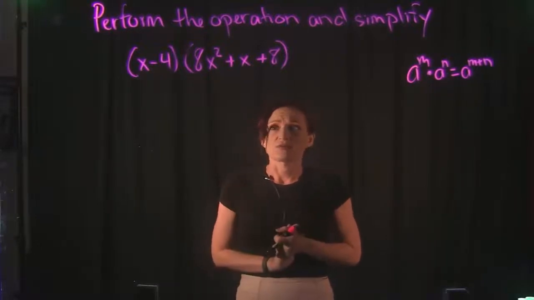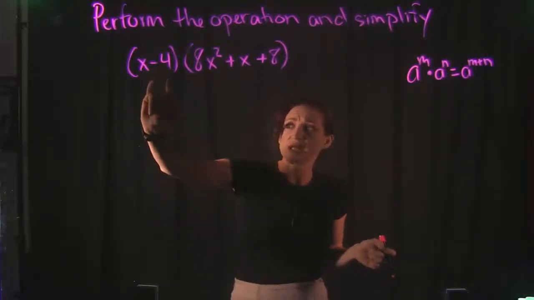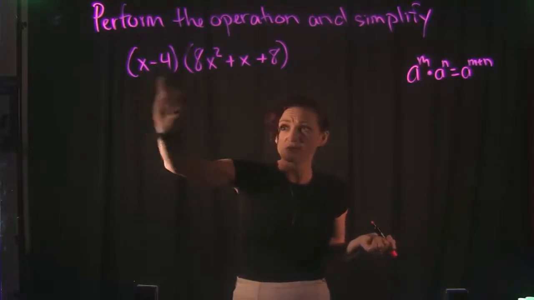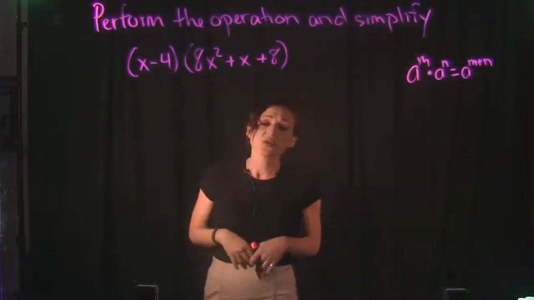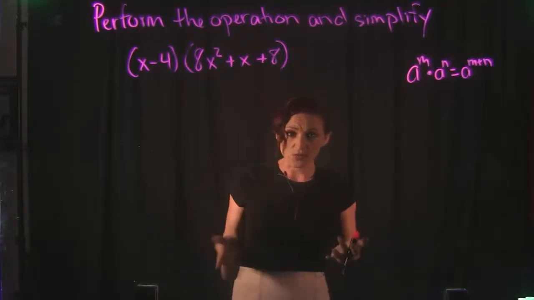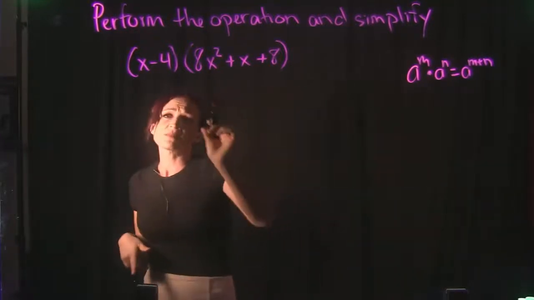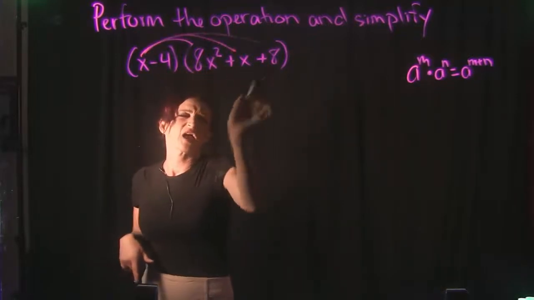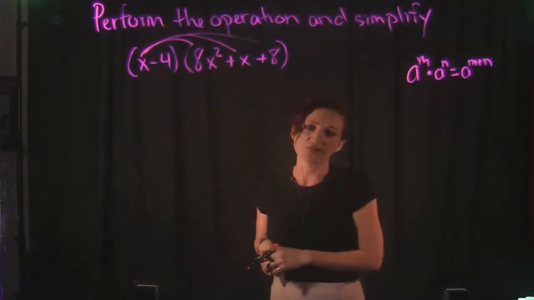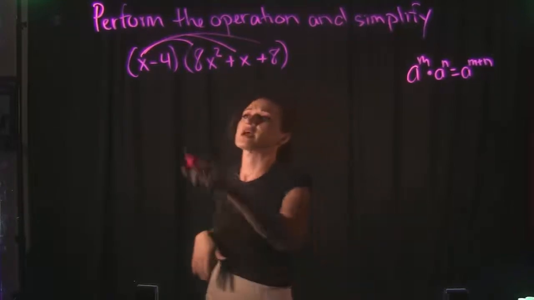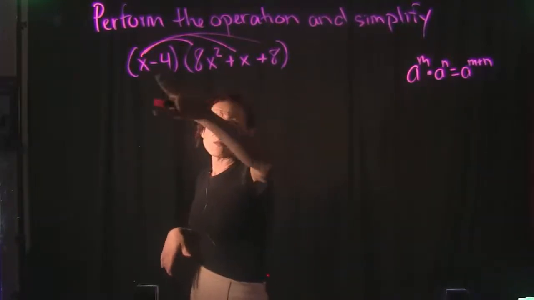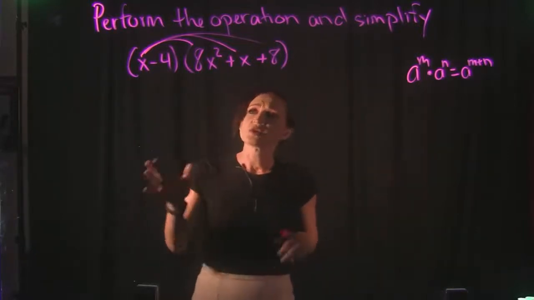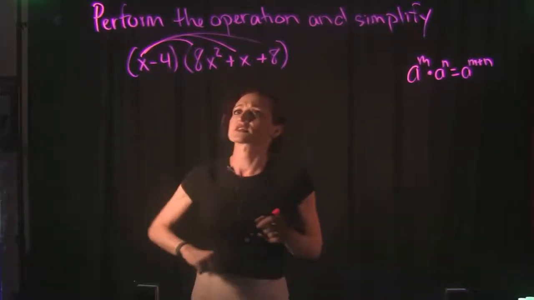Okay. Now, taking a look at this problem, we have a binomial, which means we have two terms, times three terms, right? Binomial times a trinomial. I'm going to use the distributive property in order to multiply this. So what I'm going to do is take this x and multiply it to everything in the second polynomial. And then when I'm done doing that, I'm going to take minus 4 and multiply it to everything in the second polynomial. So starting with x times 8x squared.